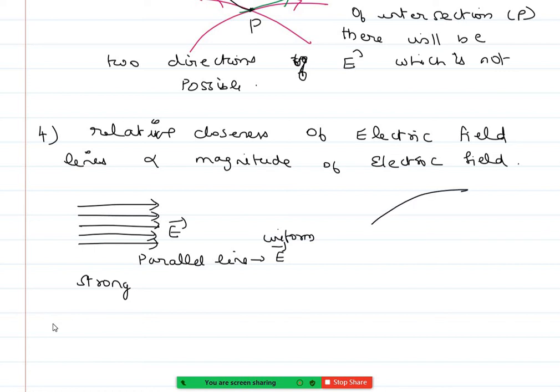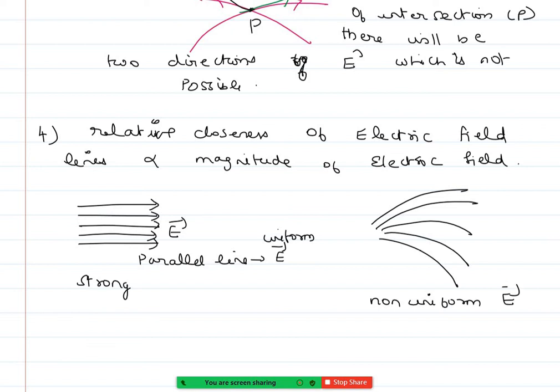And you can take this kind of electric field also. This is a non-uniform electric field. In this, if you observe, at this point the electric field lines are closer than in this region, correct? So here the electric field will be stronger than the electric field at B. If I consider this as B and this as A, EA will be greater than EB. Is it clear? Yes, ma'am.